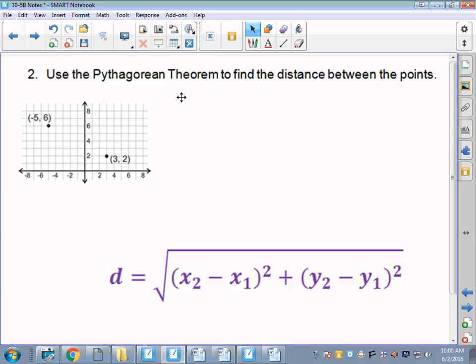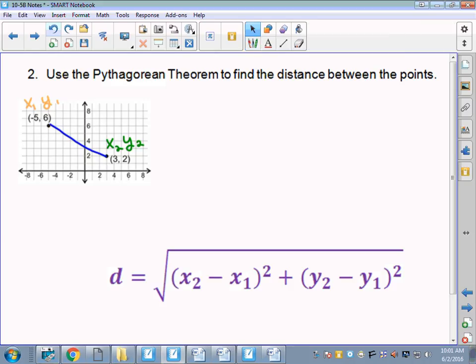So if we want to find the distance between the points -5, 6, and 3, 2, we could draw in a triangle and we could do Pythag. Some people like that way. Or we could use the distance formula. So my first point, I'm going to call it -5, 6. So I'm going to call that x1 and y1. My second point is 3, 2. So I'm going to call that x2 and y2.